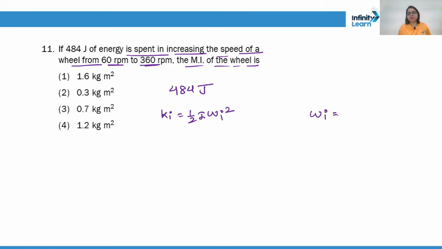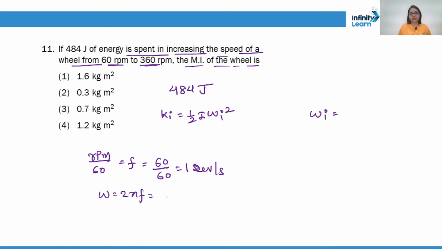Omega initial will be what? This is revolutions per minute. So revolutions per second will be revolutions per minute divided by 60. So this will be the frequency of rotations, and for the first case it is 60 by 60, which is equal to 1 revolution per second. So omega is 2 pi f. So first omega will be 2 pi into 1. So this is 2 pi radian per second.